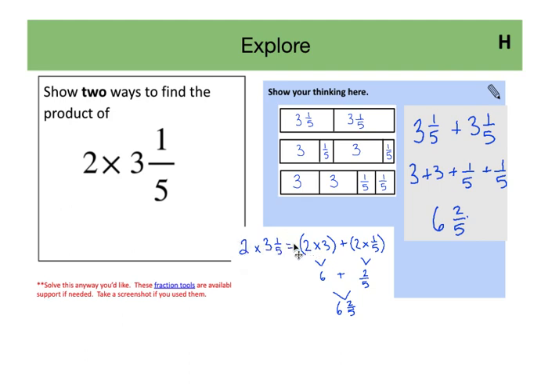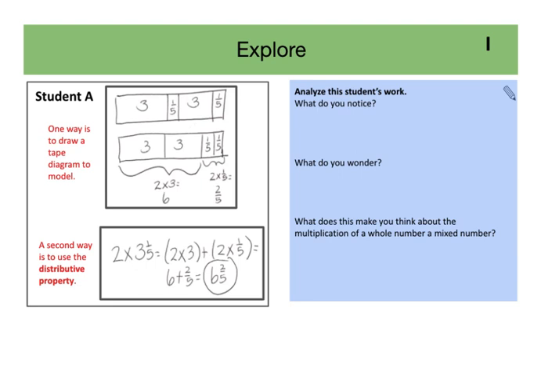Okay, let's review 2 of the ways on slide I that student A solved. Student A first used a tape diagram to show how to answer this problem. The second way is using the distributive property. You notice that they multiplied the 2 by the 3 and then the 2 times that 1/5. And we can see that being represented here: 2 3s, 2 1/5s.